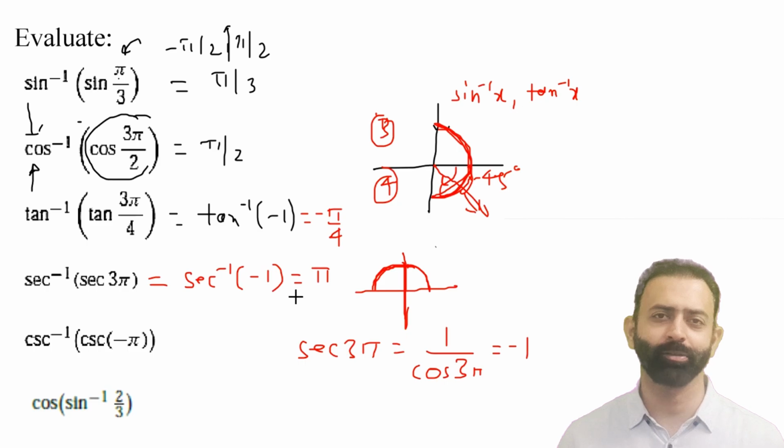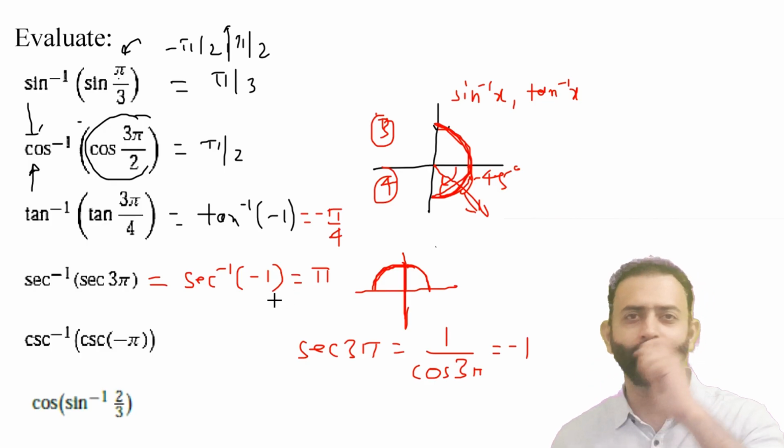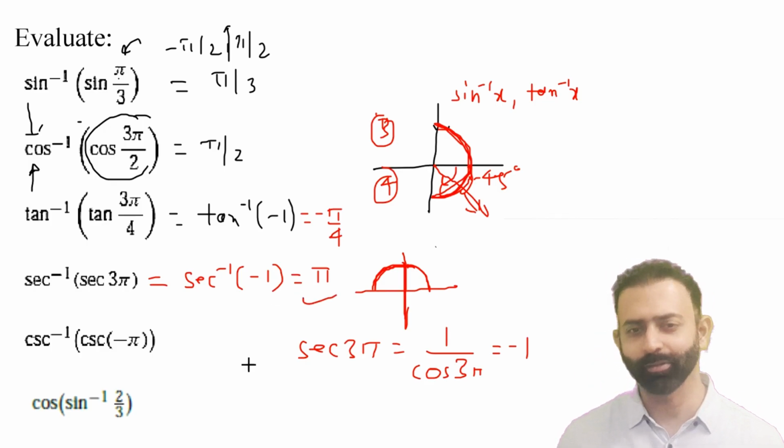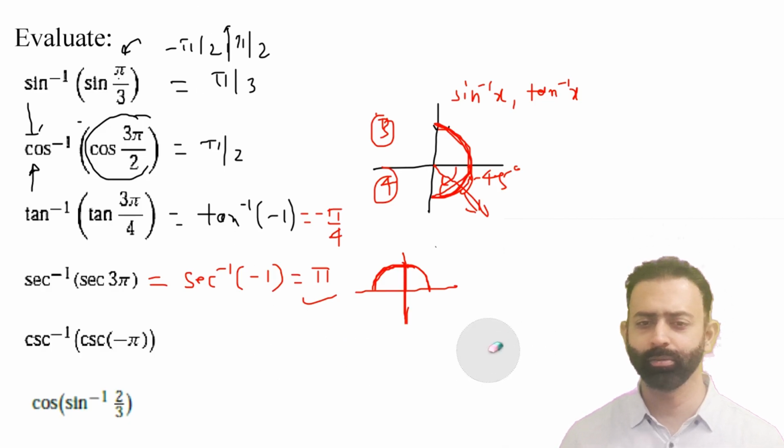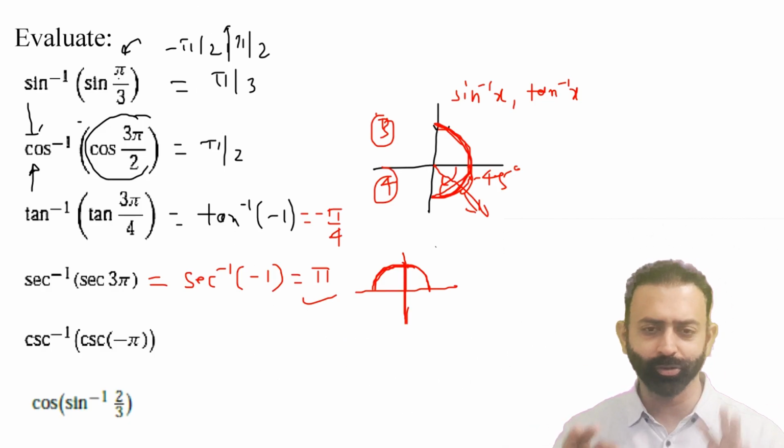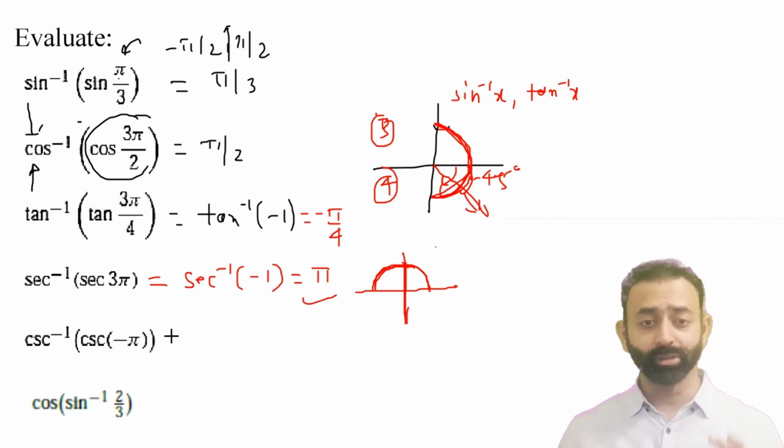Sec pi is -1 because cos pi is -1, and this pi is lying in the domain. It is exactly at the end point of 0 to pi. So this will be the answer. I hope it is getting clear to you. If not, then please pause the video and try to think.